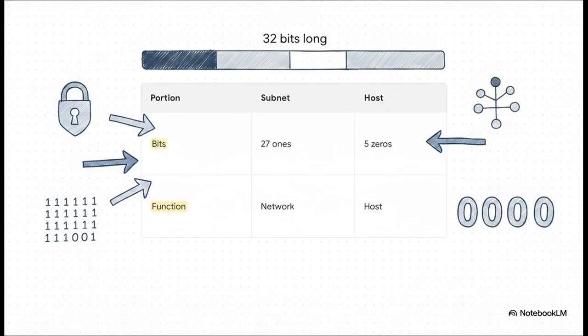Here's what that breakdown actually looks like. Because our target network uses a /27 mask, we have exactly 27 ones locking down the network portion. And since every IPv4 address is exactly 32 bits long, simple math leaves us with exactly 5 zeros. Those 5 zeros represent our host portion.